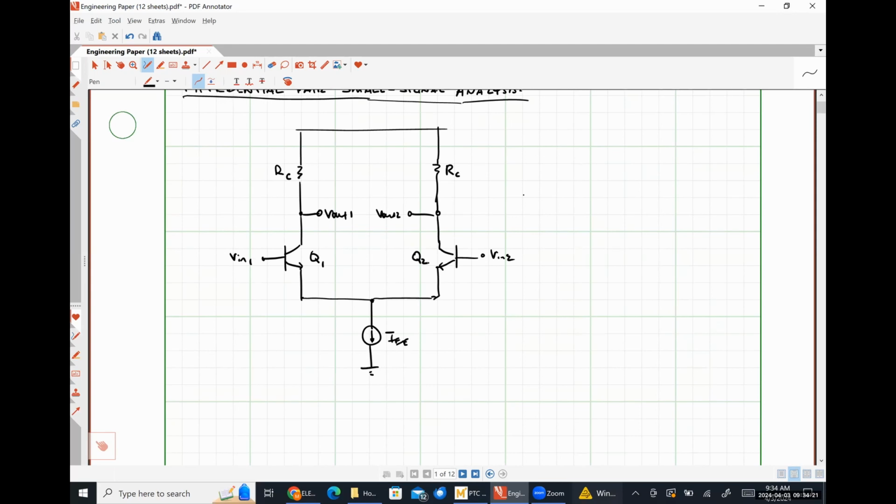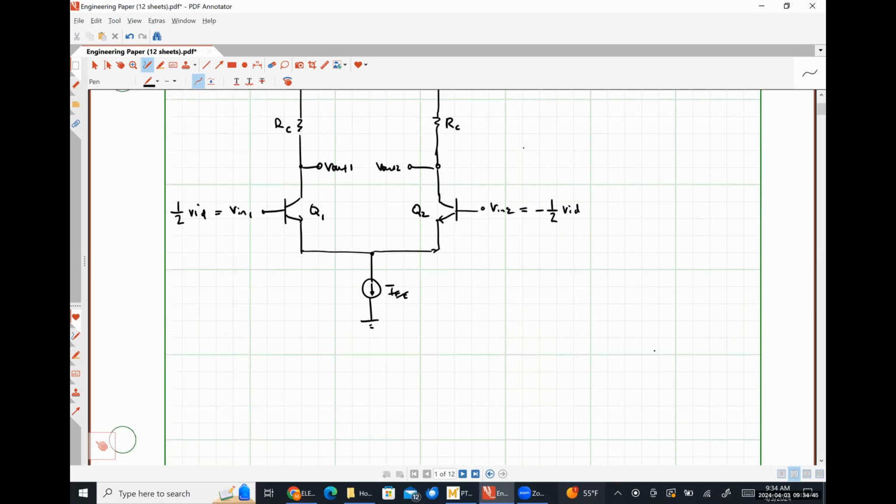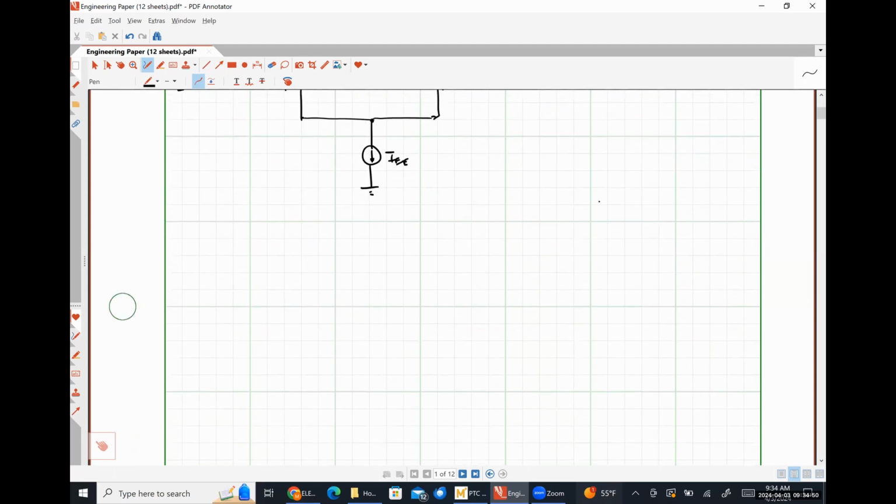All right, so we're going to be doing small signal analysis. So let's say that we are applying half of some small signal differential mode input voltage, lowercase VID, on the V in 1 side, and the other half we're putting over here on the Q2 side. So this will be negative 1/2 VID, right? All right, so we're going to draw our small signal model for this thing, and it's going to be fairly large just because there's a lot of things going on here.